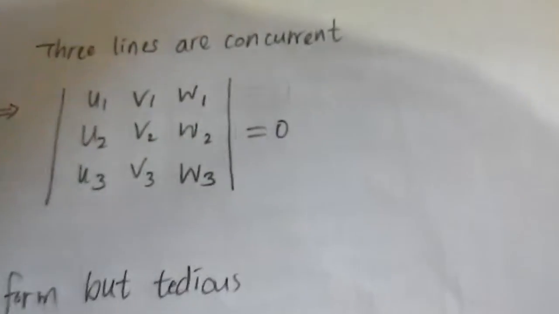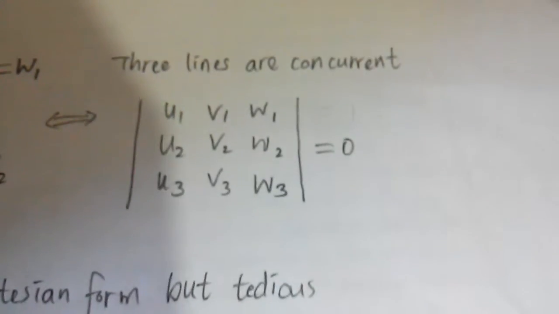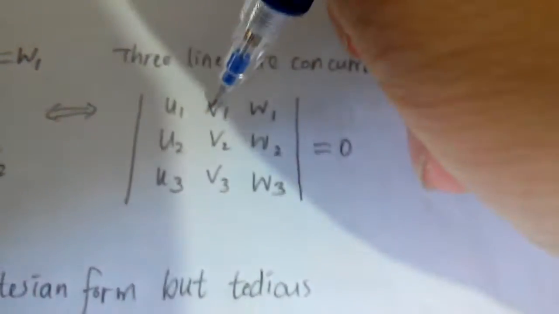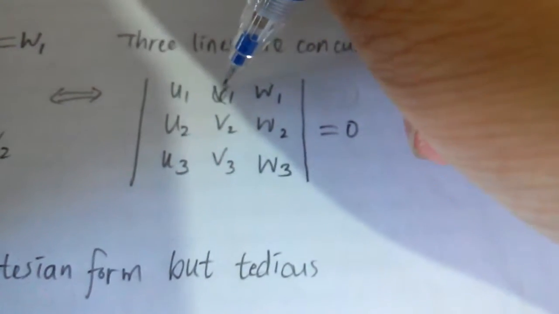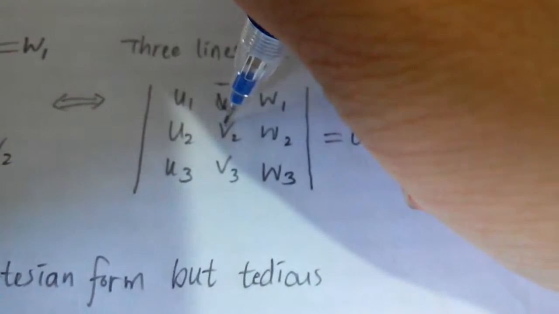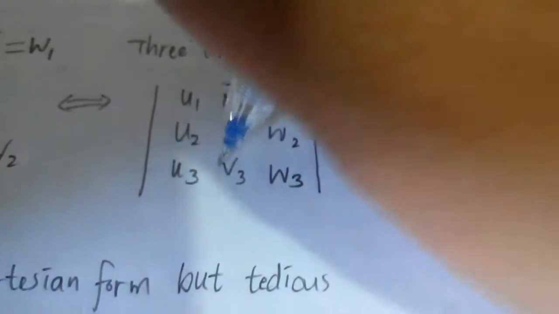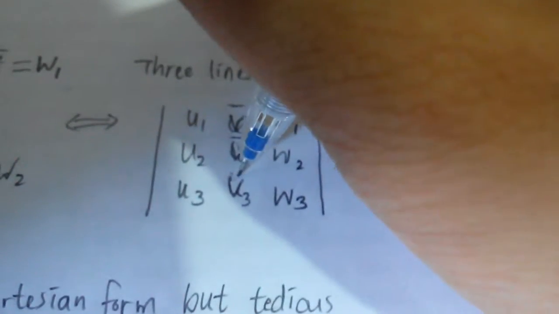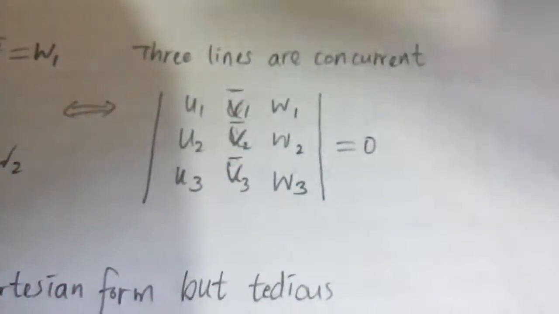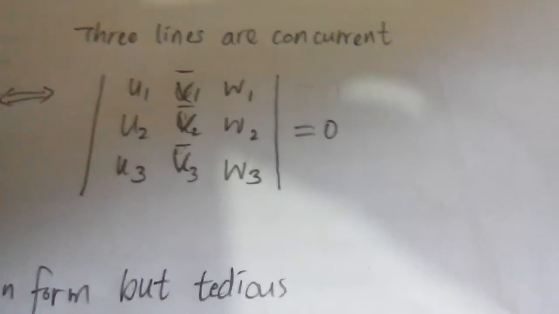Then we have a similar concurrency condition, where I should have written here u1 bar instead of v1, and this is u2 bar, and this is u3 bar, and then this determinant would become 0 if these three lines are concurrent.